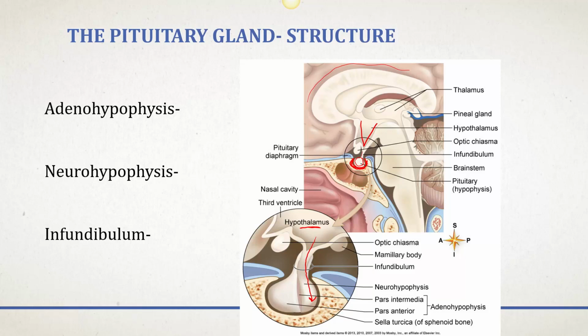So like I said, we've got the anterior pituitary, and another name for that is the adenohypophysis. Then we have the posterior pituitary, and another name for that is the neurohypophysis. And they are connected by the infundibulum. So the infundibulum connects the anterior and posterior pituitaries.